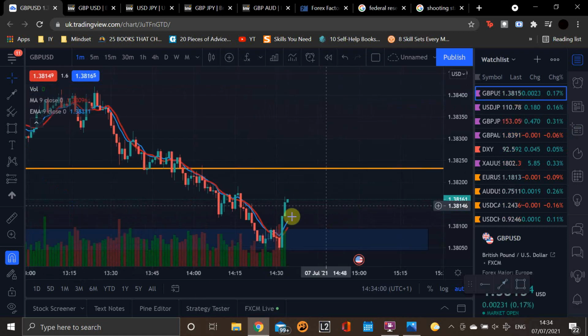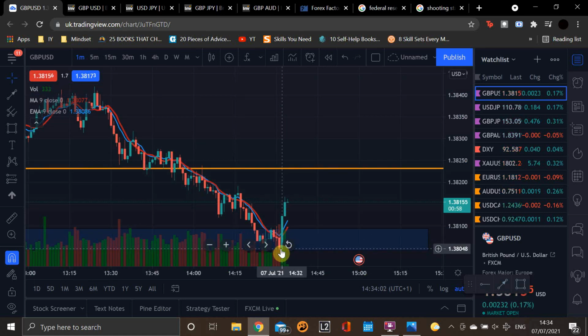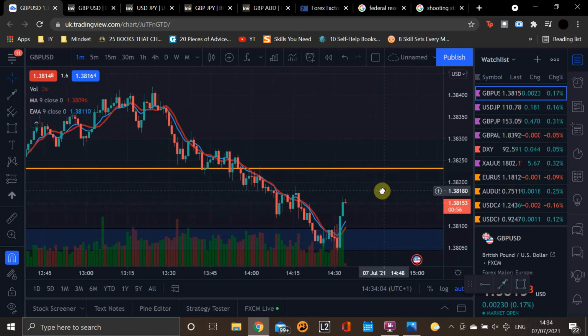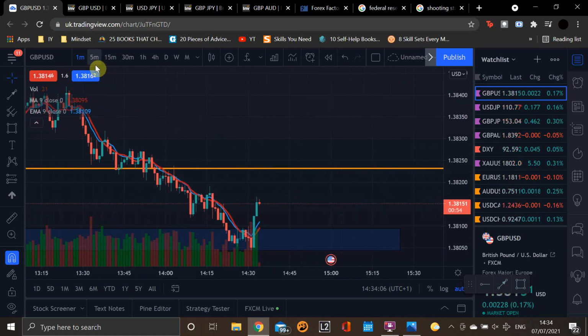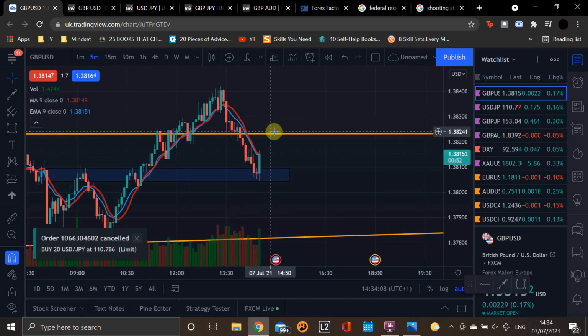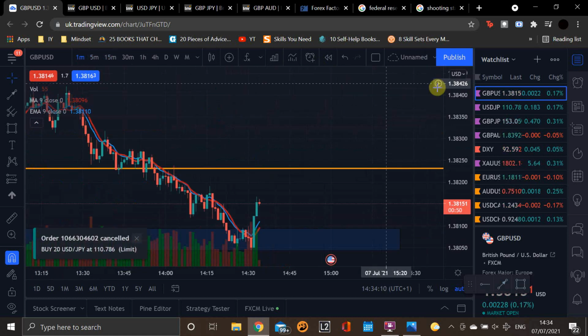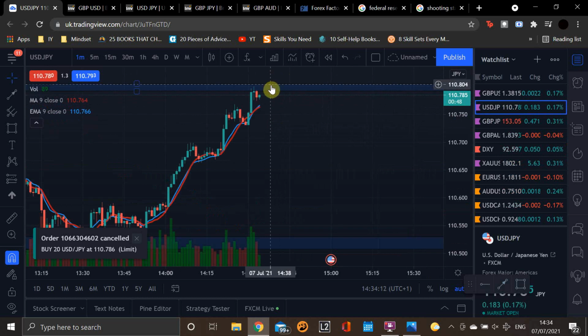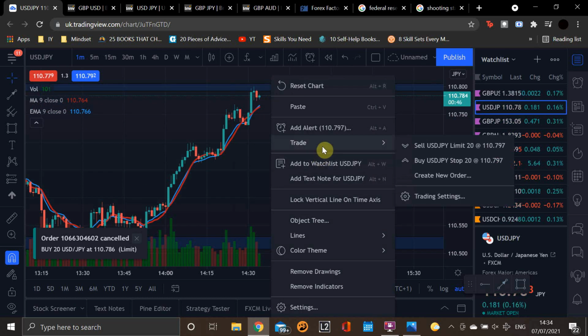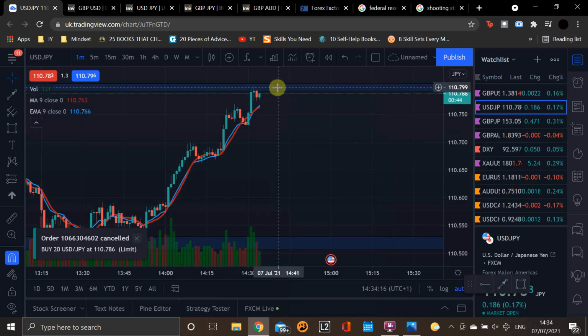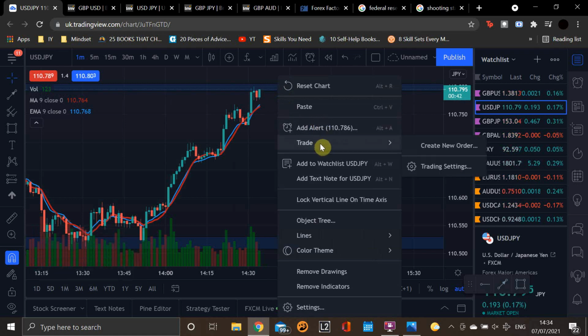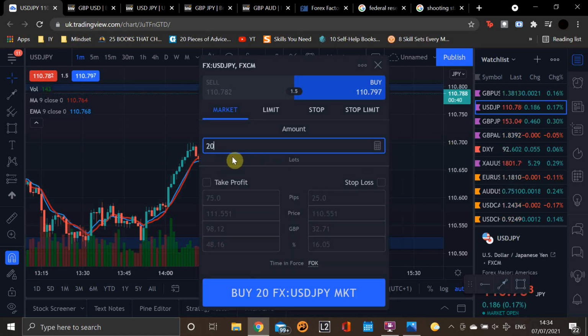GBP USD, so it bounced off here, coming up. Yeah, definitely a good sign. So my order's being cancelled here. Yeah, I want to buy USD JPY. Don't know why it's doing me like this.